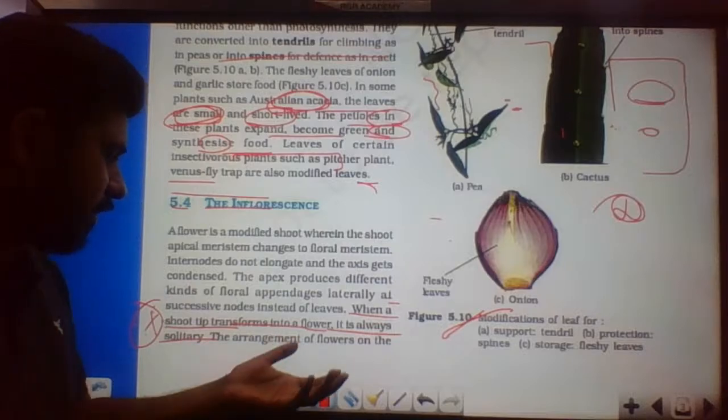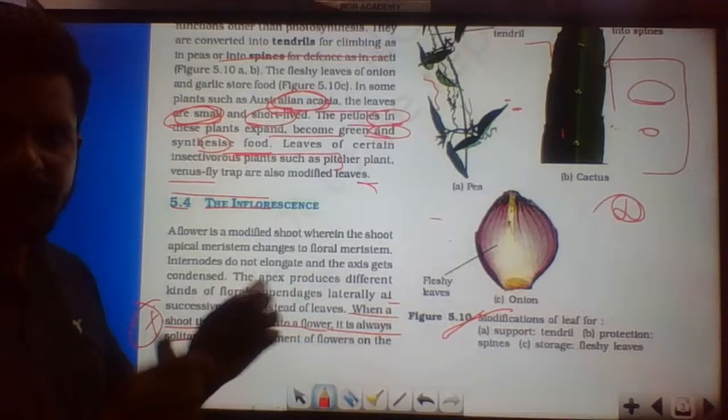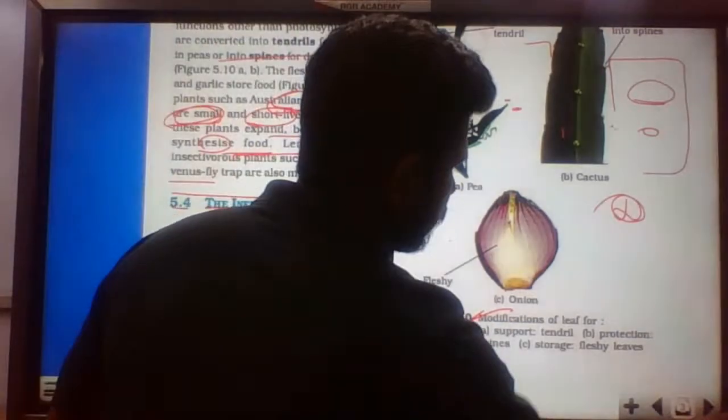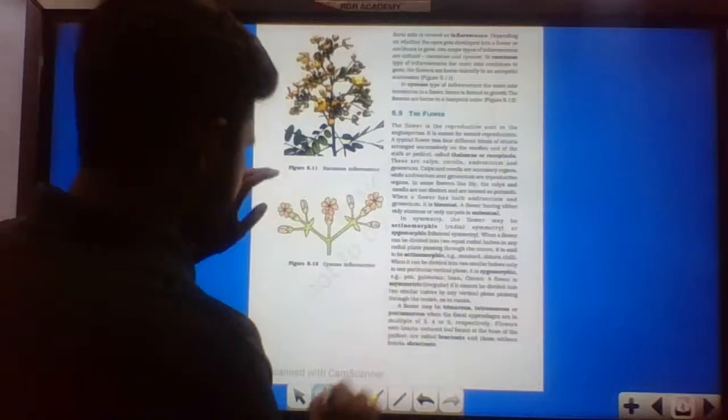And the arrangement of flowers on the stem is considered as inflorescence. Let me discuss the next one.